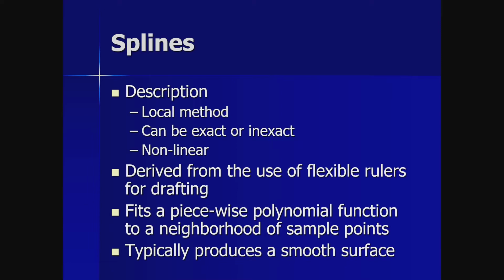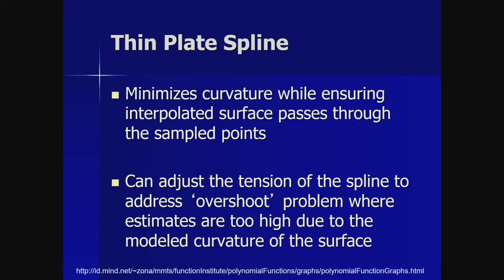So it is a local method because it only looks at the points in the neighborhood, right? It's nonlinear, obviously, since it's using a polynomial function. It typically produces a pretty smooth surface. So it produces typically a very visually pleasing surface. So it's good for cartography. Sometimes they refer to them as thin plate splines. You can adjust the tension of the spline so that it'll go more through the points and produce sharper edges.